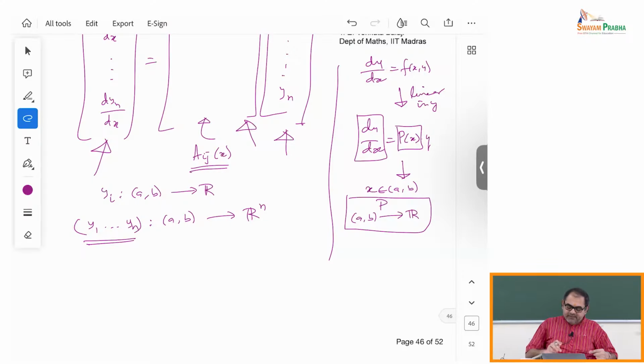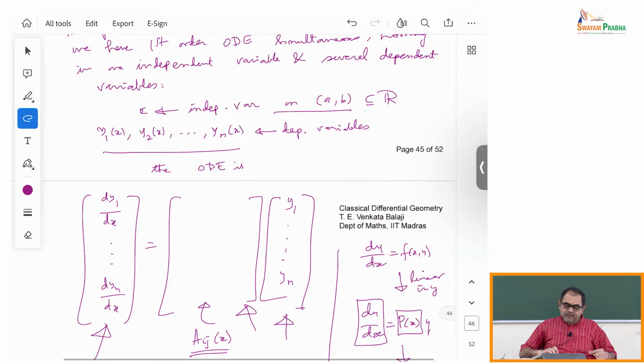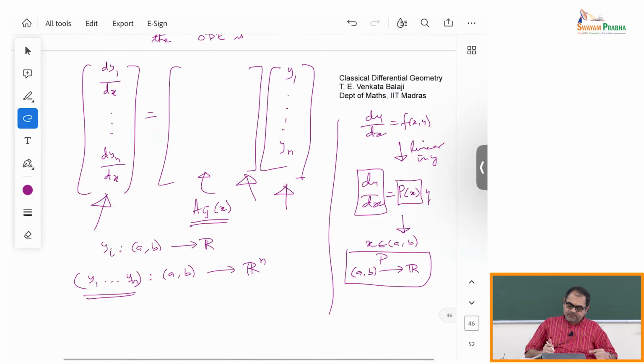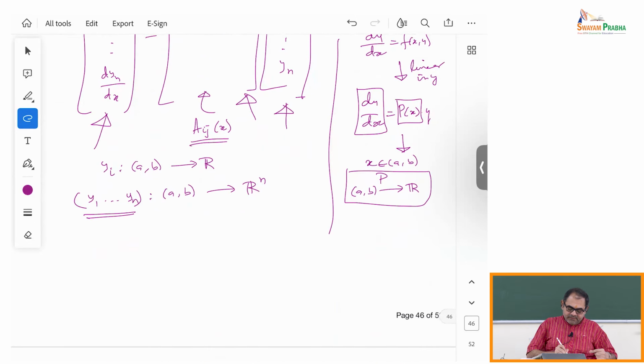And what is actually happening is that in our case it's 9 variables when you are looking at the Frenet-Serret differential equation. That's what I want to say. So let me say this. The point now is that the same works if we have the first order ODE.